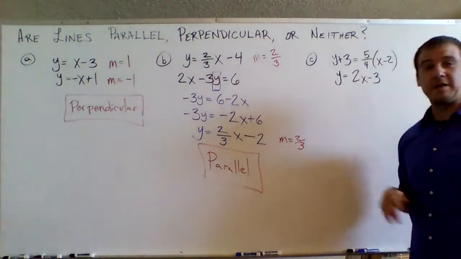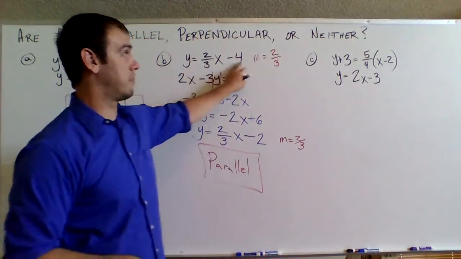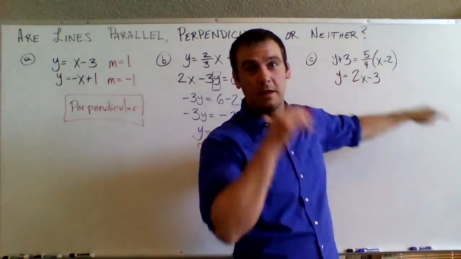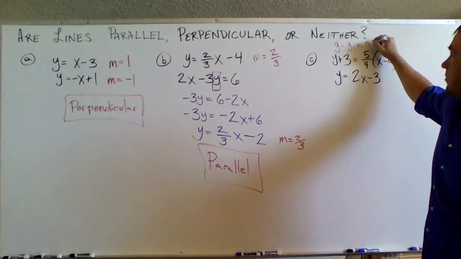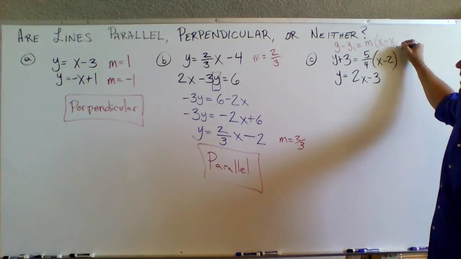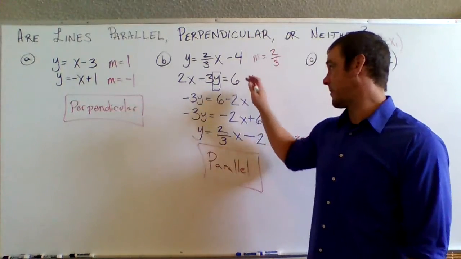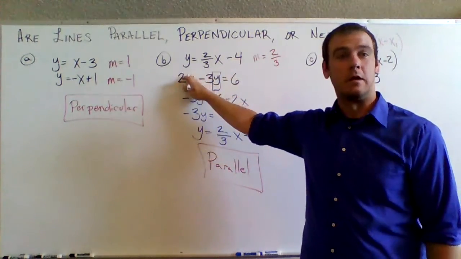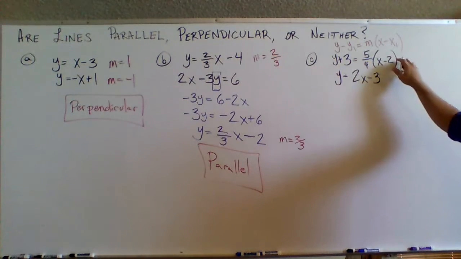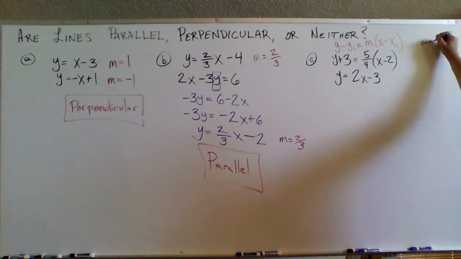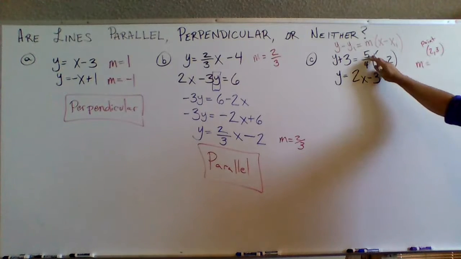On C here, the first one I gave you is not in slope-intercept form, but it's in point-slope form. You guys remember how that works? It's like y minus y1 equals m times x minus x1. So you had a couple different options. You could solve for y and make everything look like this every time. Or you can just understand that our point here is going to be 2, 3, but our slope, m, is going to be 5 over 4.